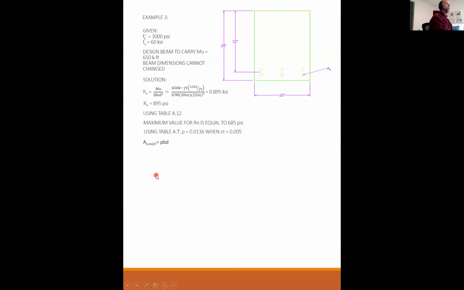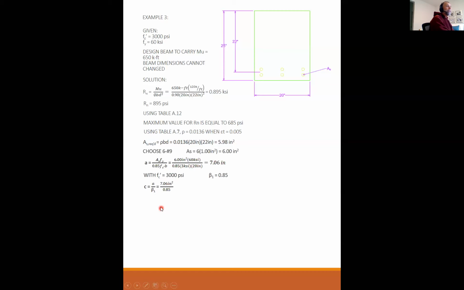So As required is rho b d. So I put in my maximum rho value, 0.136 times b times d, and I get 5.98 inches squared. So I choose 6 number 9s. As is 6 times 1 inch squared, 6 inches squared. Little a is As fy over 0.85 f prime c b. I put in my 6, 60, 3, and 20. I get 7.06 inches. If f prime c is 3000, beta 1 is 0.85.